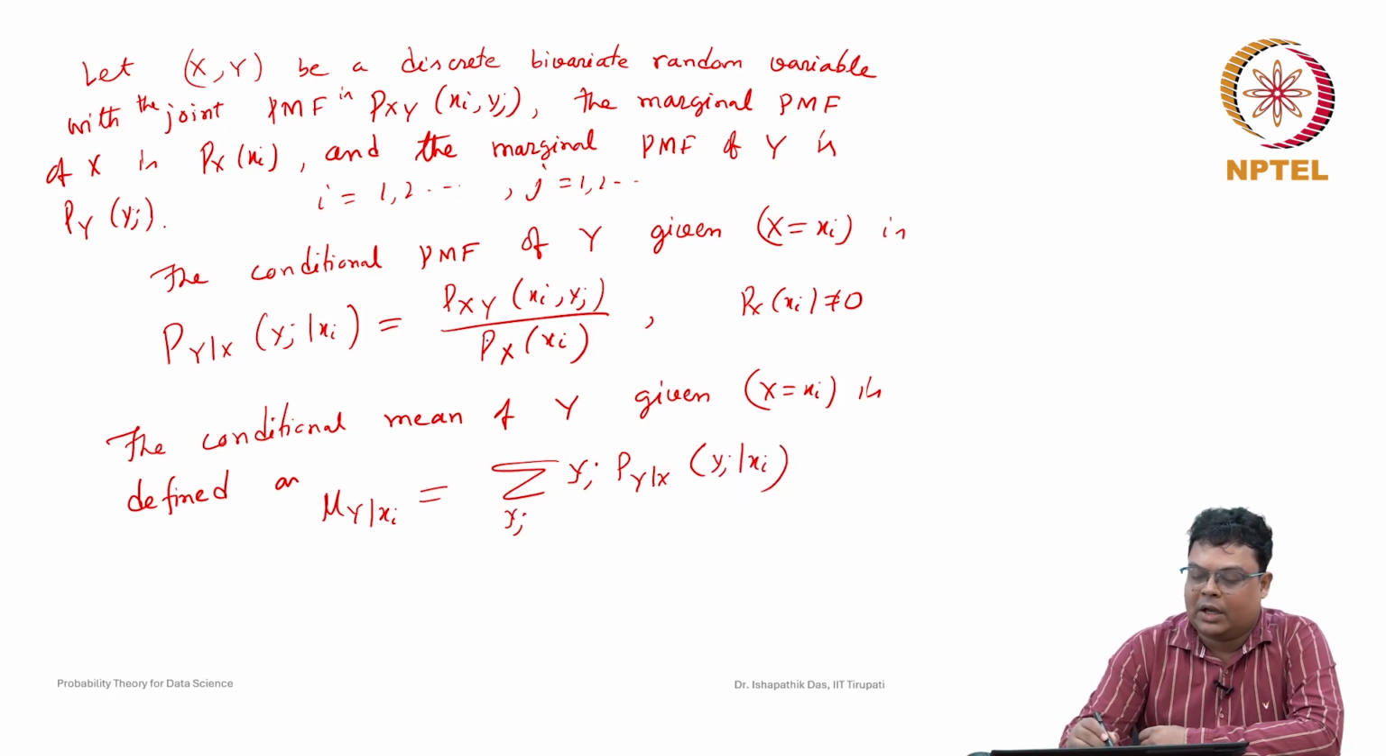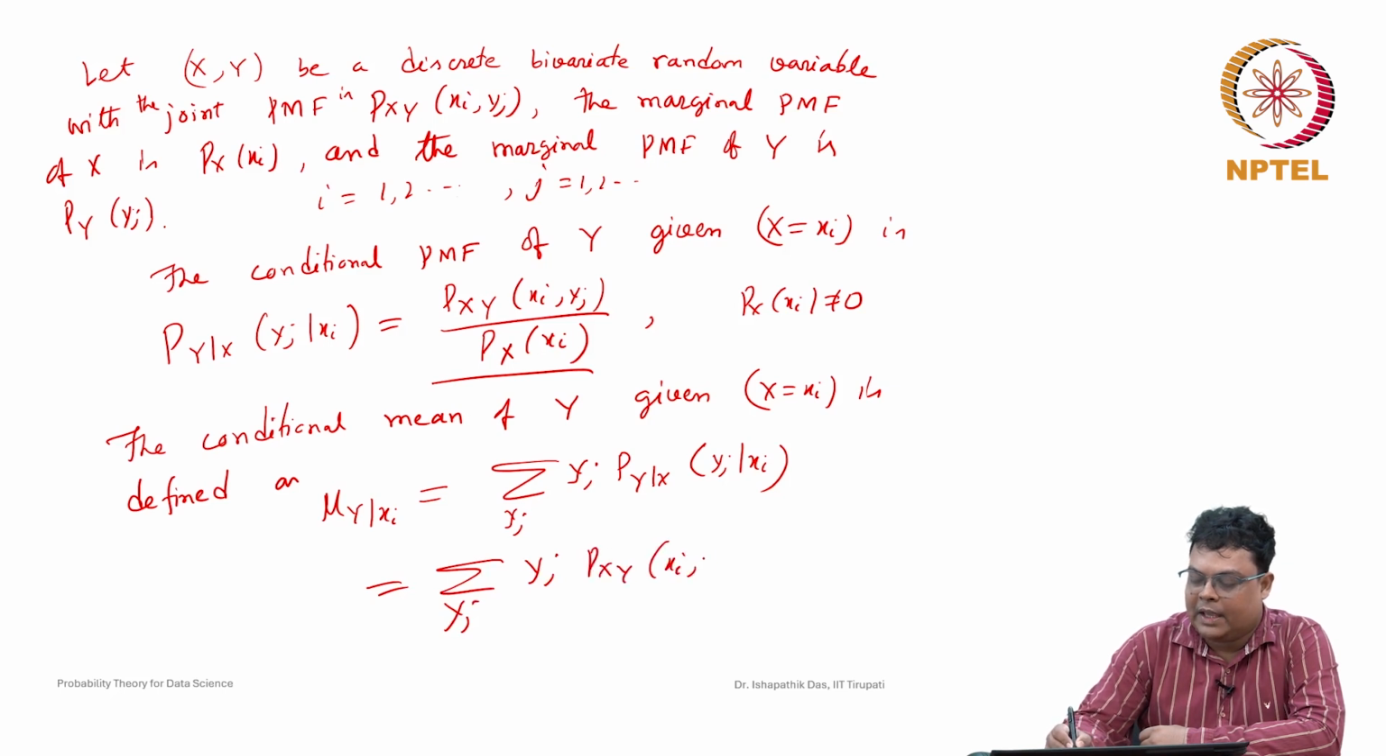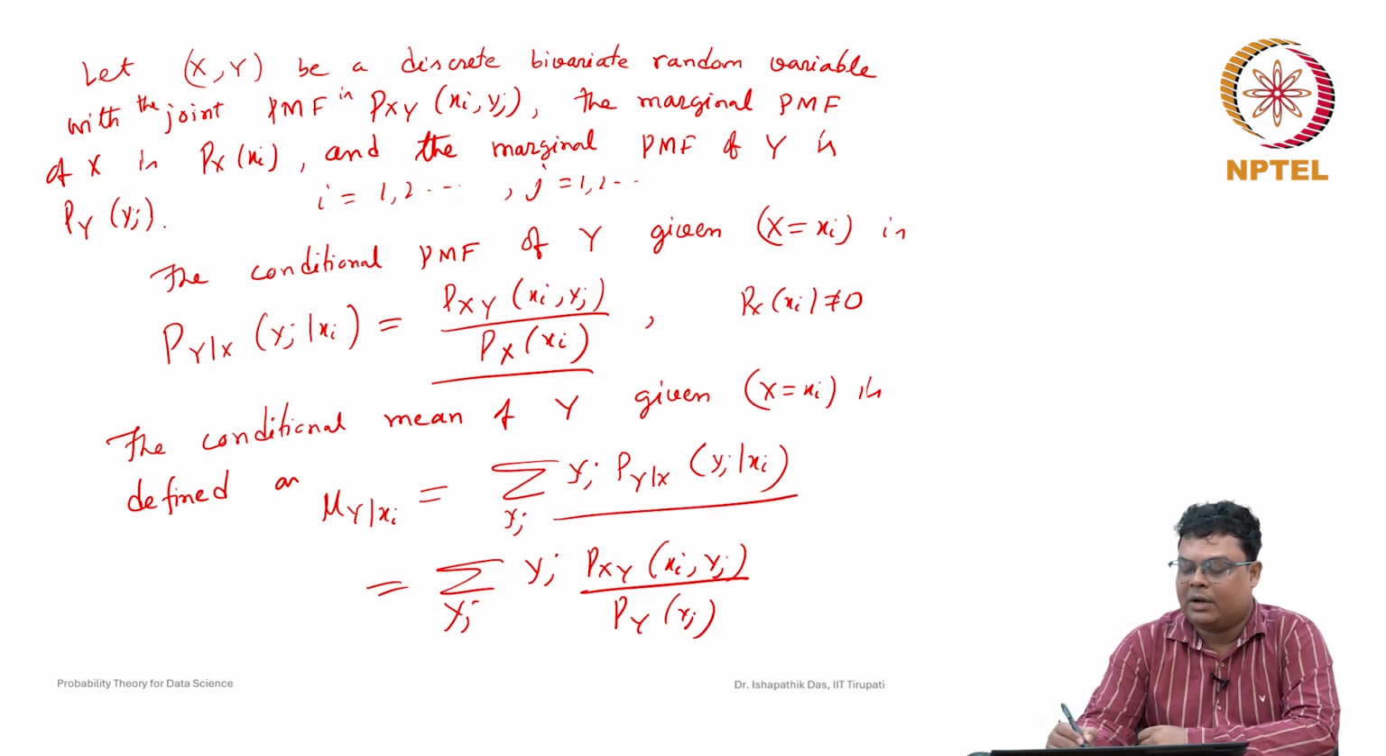So here this conditional pmf of yj given xi we can find from here, and then we can sum. You can simplify, or more precisely we can write it like pxy of xi yj by px of xi. This is the definition, whichever is convenient. We can first find the conditional probability mass function, and then we can find the mean.